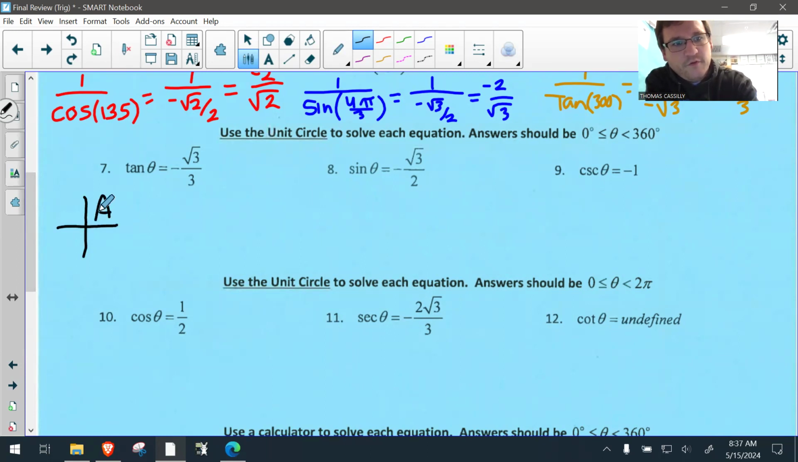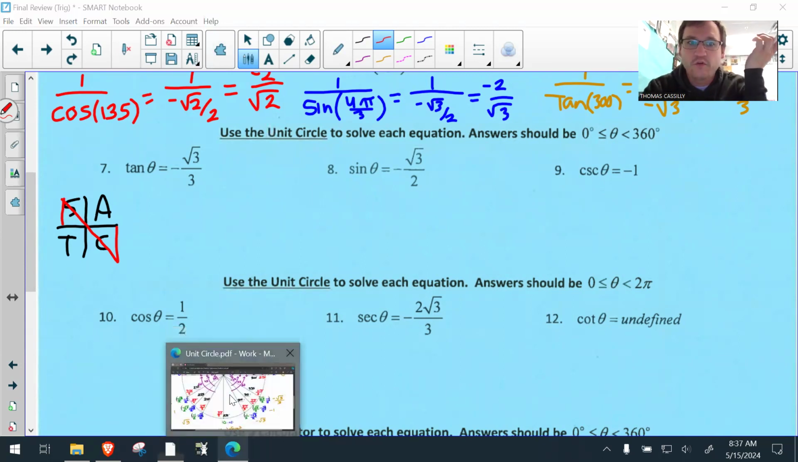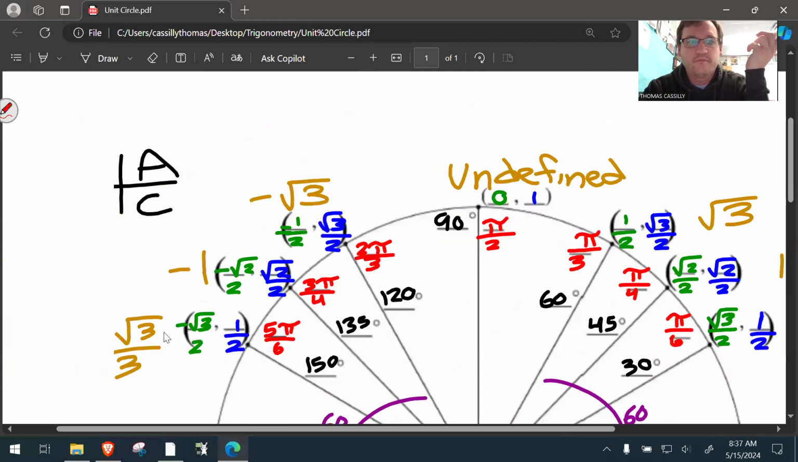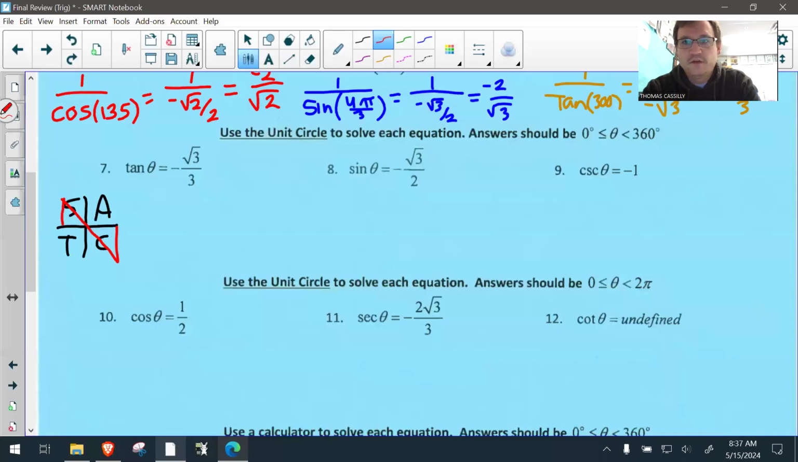We have this All Students Take Calculus thing. So tangent is negative in 2 quadrants. It's negative in quadrant 2 and quadrant 4. So we have to find the values associated with this. There are going to be 2 answers on these things. So we're looking for negative square root of 3 over 3. And here it is. That goes with 150 degrees. They're telling us to put your answers in degrees here. So the first value, theta equals 150.